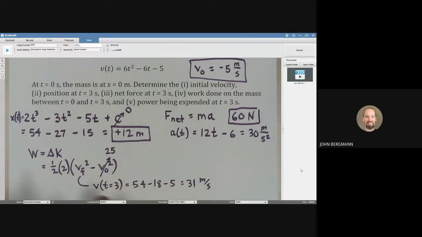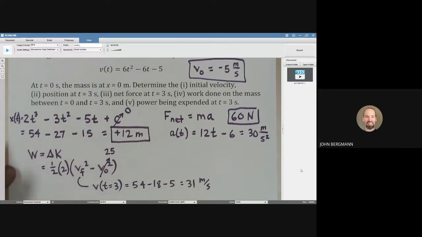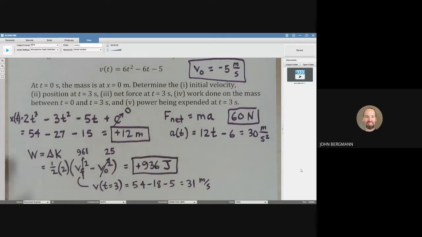We're going to have to square that. When we square that baby, that's going to be quite a big number, isn't it? It's going to be 961 or so. There you go. The 1/2 and the 2 cancel. So the net work done is going to be 31 squared, which is 961, minus 25. What's that going to be? 936. 936 joules. Sometimes with these problems, you just got to get in there and kind of get your hands dirty a bit and follow your nose.